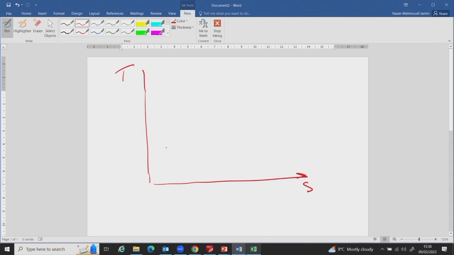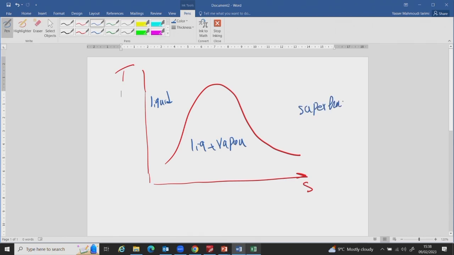Here, let's say water. This thing here is called the vapor dome. On the left side, we have liquid phase, right? Inside the dome, we have a mixture of liquid and vapor. And outside is superheated vapor. Vapor is spelled with one O in American English, or with OU in British English.